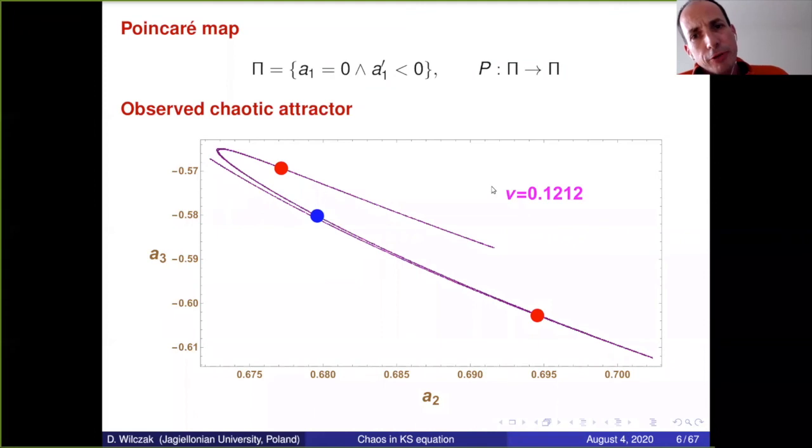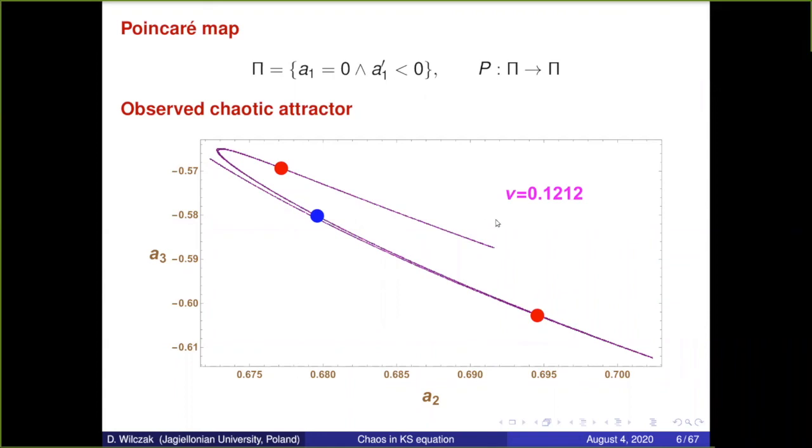It's a small rectangle, right? Yes, it is a very small rectangle. So you have to choose your initial data there by accident to see it.